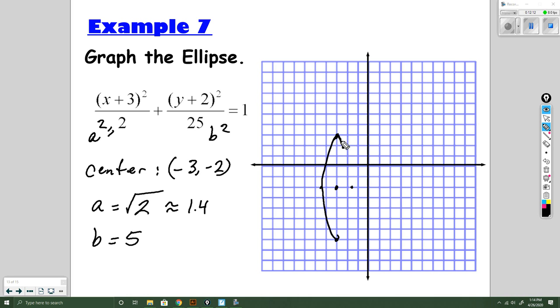We should still have rounded features at each one of these vertices and co-vertices. It shouldn't look like a corner. Obviously, it's a little tough to do on this tablet. All right, moving on.